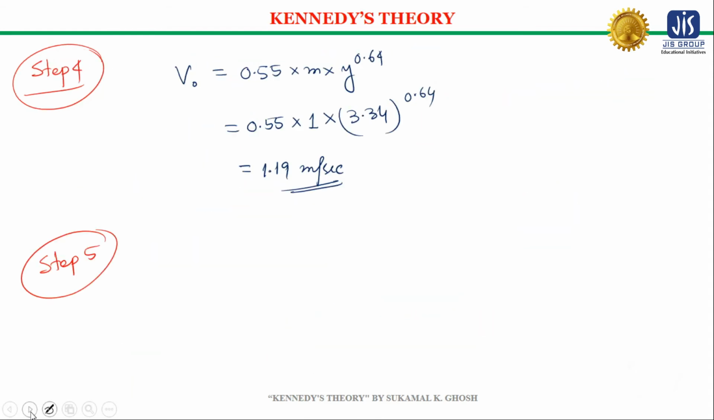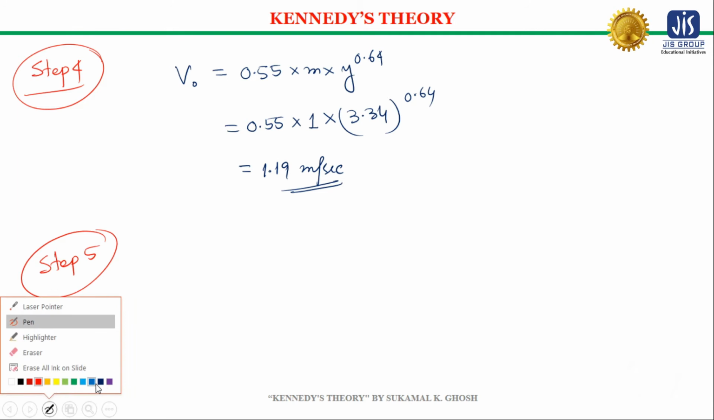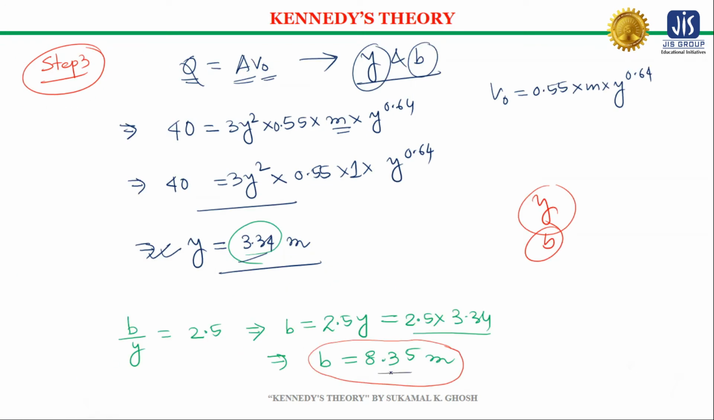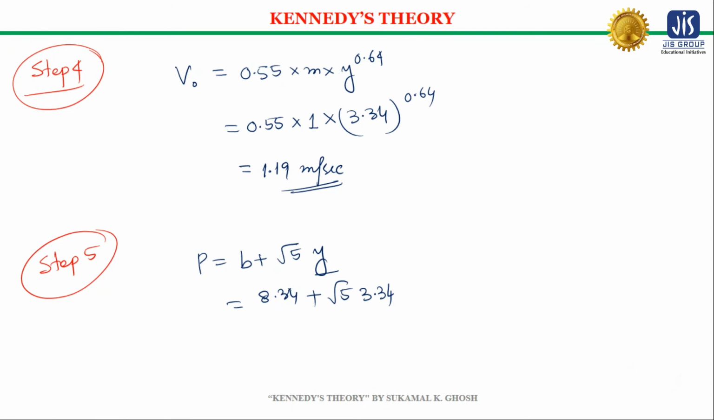So the value of weighted perimeter P is B plus root 5 into Y. Now the value of B is 8.34, then root 5, and the value of Y is 3.34. Let me check. No, the value of B is 8.35 actually. Now if you solve it, you will have 15.81 meter.